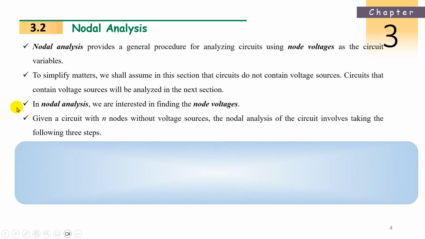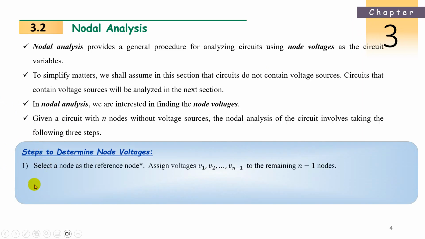We follow steps. First one, select a node as a reference node. You can select it, or in the question it can be given. In the question, the ground node will be given, or you can select any node as a reference node, up to you. Generally, in the question itself, we will tell this is a reference node, this is a ground. Now assign voltages V1 to Vn minus 1, because one node is already the reference node. So how many nodes remain? N minus 1. So each node will get a voltage V1, V2, V3 up to Vn minus 1. First node, second node, like that up to n minus 1.